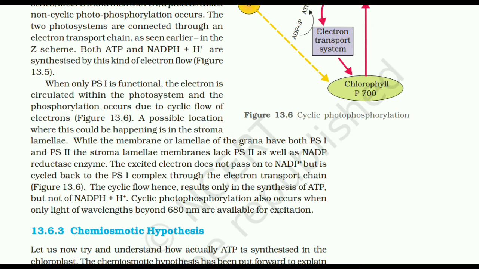The stroma lamella membrane lacks PS2 as well as NADP reductase enzyme. The excited electron does not pass on to NADP+, but is cycled back to the PS1 complex through the electron transport chain. The cyclic flow hence results only in the synthesis of ATP but not of NADPH plus H+. Cyclic phosphorylation also occurs when only light of wavelength beyond 680 nanometers is available for excitation.